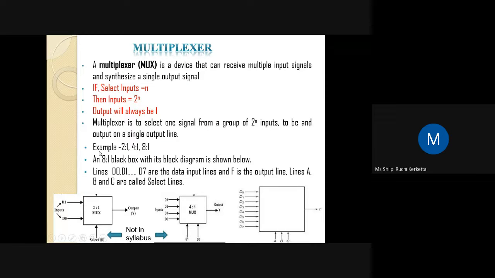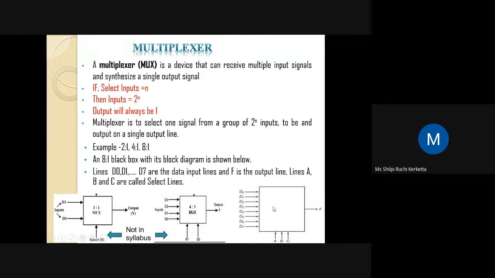So here is how we write a multiplexer. If two inputs are there and one single output, we write it as 2 is to 1. If four inputs are there and one output, we write it as 4 is to 1. And if eight inputs are there and one output, we write it as 8 is to 1. We don't have to study 2 is to 1 and 4 is to 1 in the syllabus. I've just given them as examples, but this 8 is to 1 you have to study.